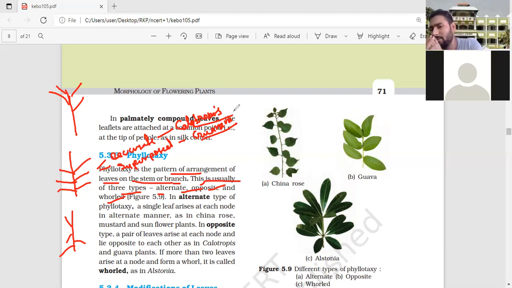So phyllotaxy means alternate, then opposite, and then whorled. In opposite there are also two different types: one is decussate, another is superposed. The decussate example is Calotropis procera, and superposed is guava.